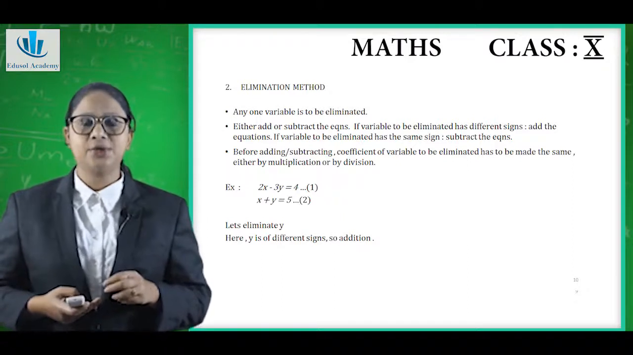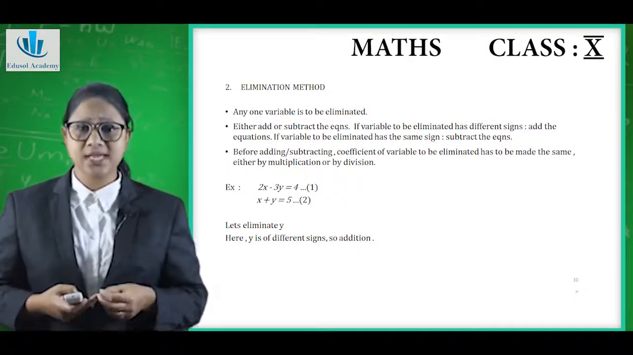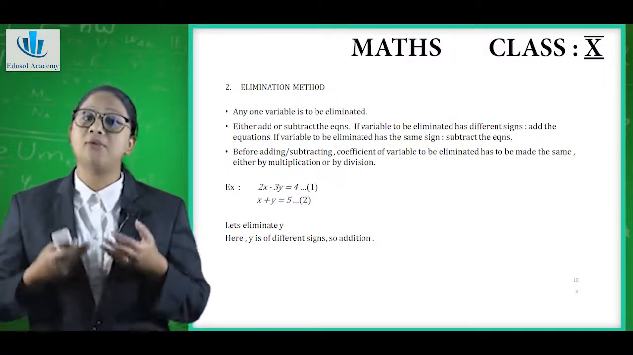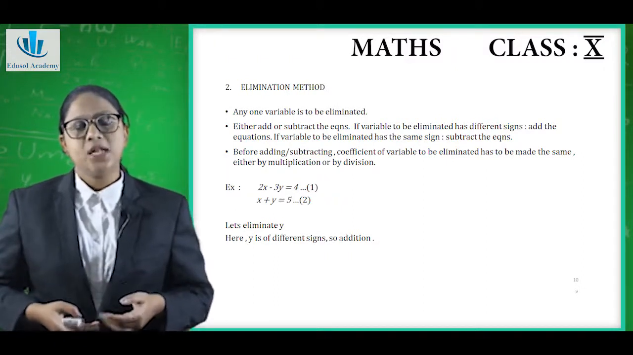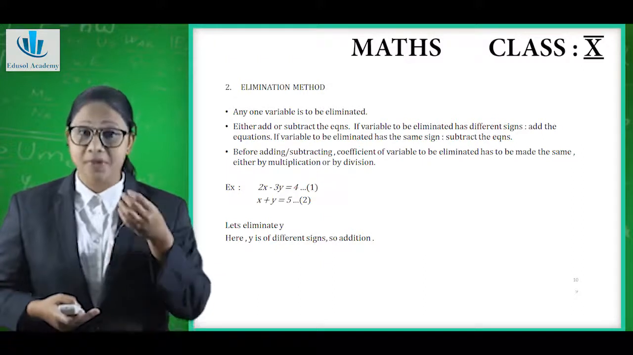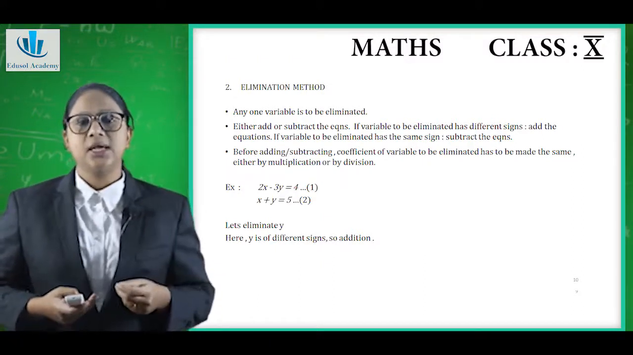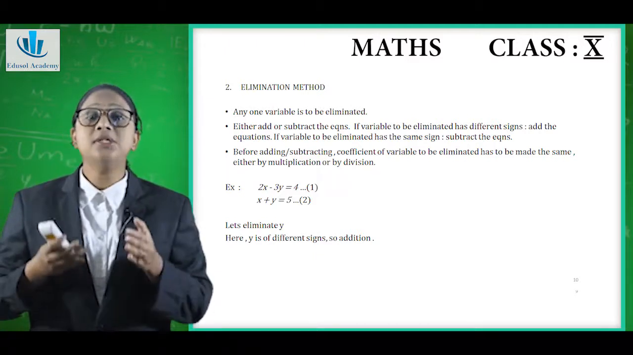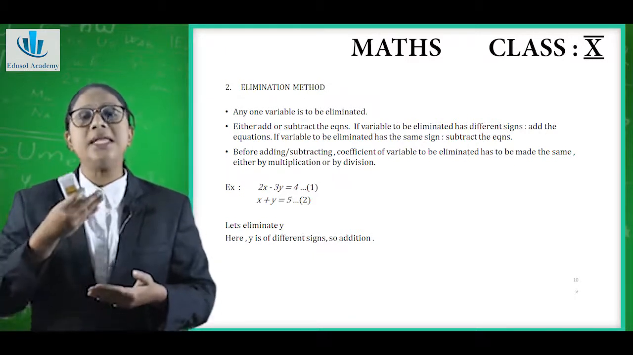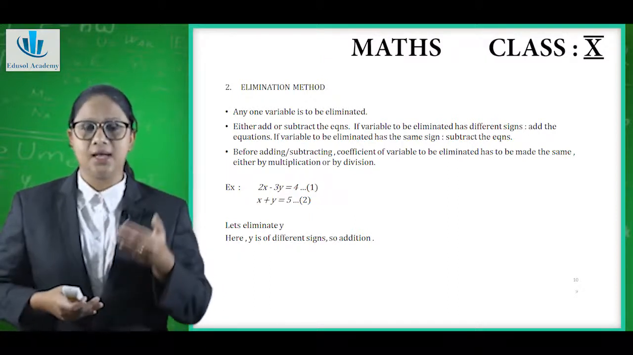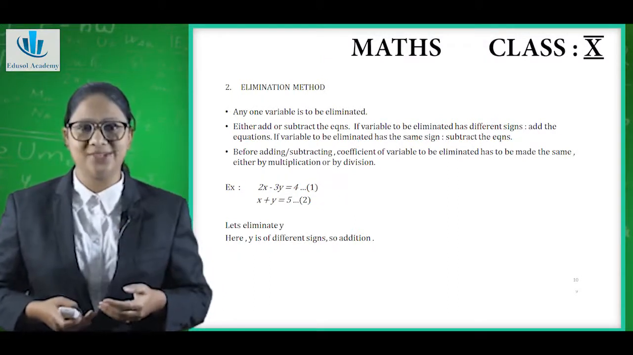This is called the elimination method. As the name suggests, our intention is to eliminate any one variable from both the equations. Now there are certain rules that you can keep in mind while eliminating. The first rule is that the variable to be eliminated should have like terms in the other equation. Let's see the example, and I'll demonstrate it to you.